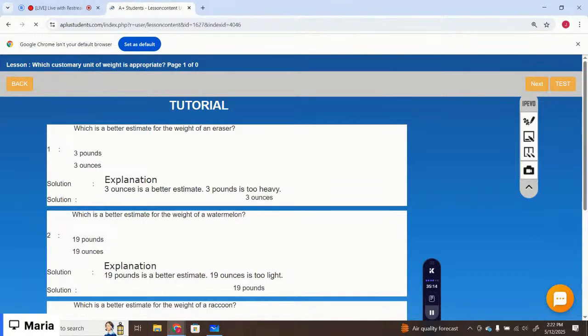Which is a better estimate for the weight of a razor? 3 pounds or 3 ounces. Basically, pounds and ounces are units of weight. So that is just the weight of a razor. So that must be 3 ounces, because 3 pounds is too much for the weight of a razor.